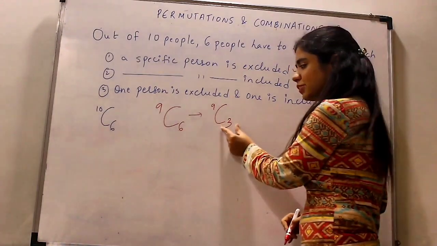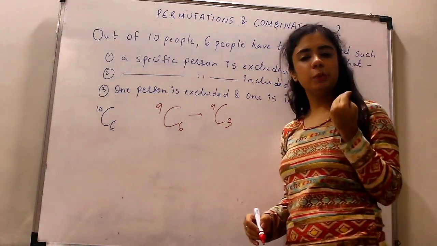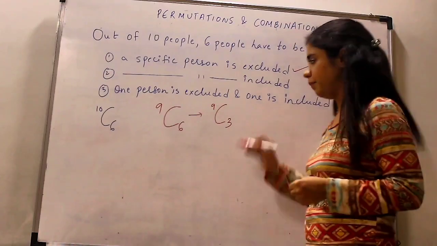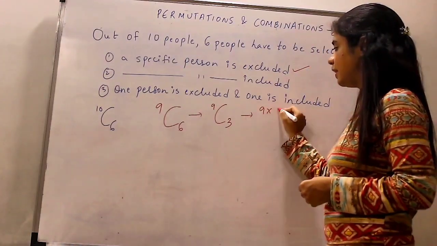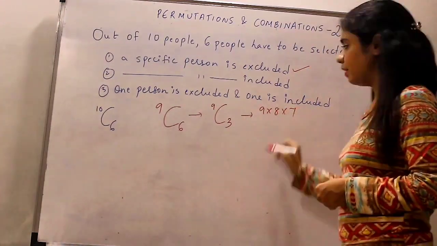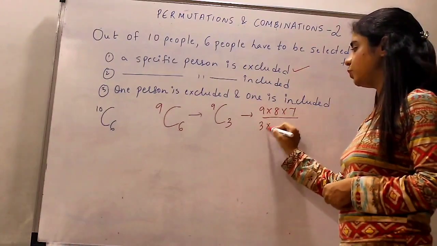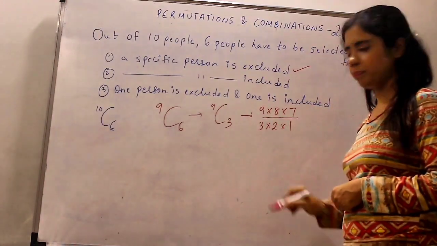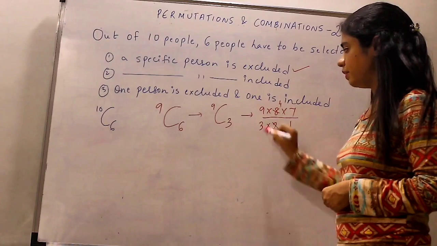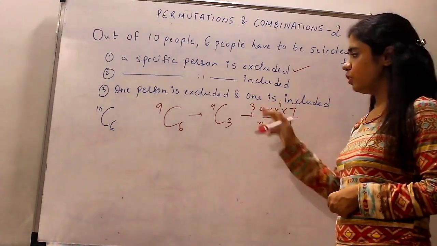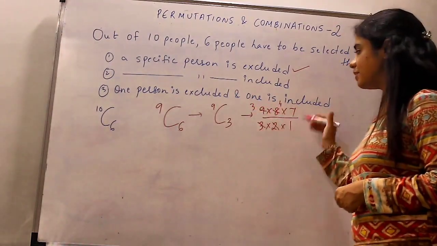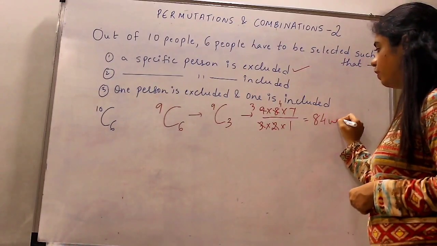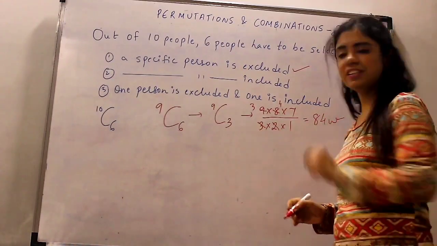Now because this number is 3, you will write 3 numbers in numerator, 3 numbers in denominator. So this will be 9 into 8 into 7 upon 3 into 2 into 1. 2 ones are 2, twos are, 3 ones are 3, threes are, 3 fours are 12, 12 sevens are 84 ways. So this is your first answer.